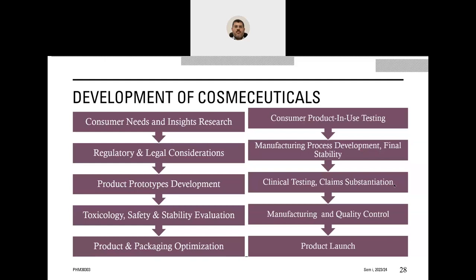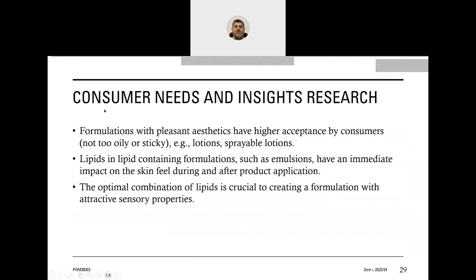Then we can go for manufacturing and quality control and product launch. Okay. We discuss or explain these steps one by one. Number one is the consumer needs and insights research. Here, formulations with pleasant aesthetics are usually known to have higher acceptance by consumers. Not too oily, not too sticky.